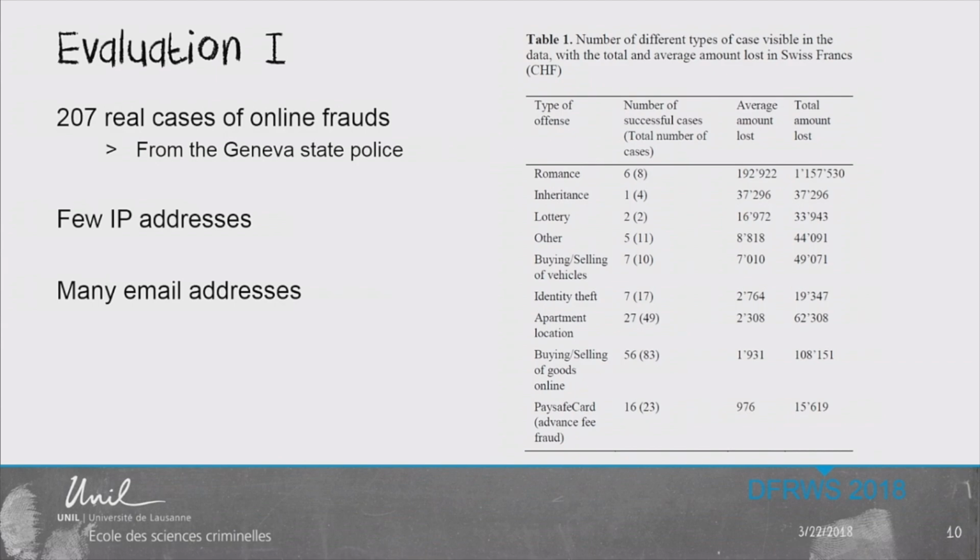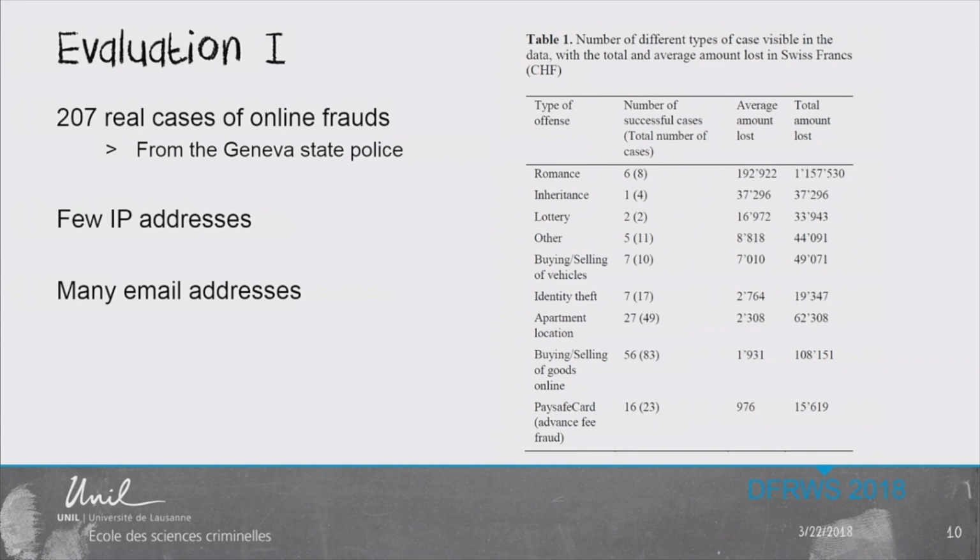To evaluate those techniques, we had 207 cases from the Geneva State Police. It was mainly online frauds. They were quite various. Here you can see some statistics. The most costly was the romance, the dating scams. But we had some different ones, like advanced fee fraud and inheritance. These statistics are built on a quite small set, so maybe with more data or on a wider area, it may change.